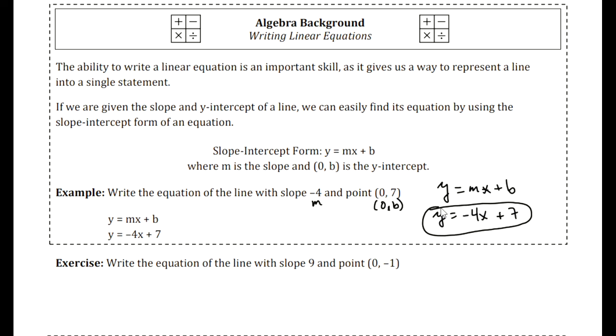The next exercise is similar. We have a slope of 9 and a y-intercept of -1. So we have our mx plus b, and we put in 9 for m and -1 for b. So we can write that as y equals 9x minus 1.